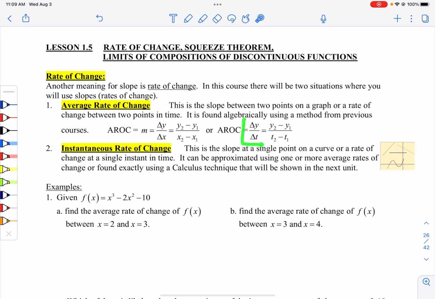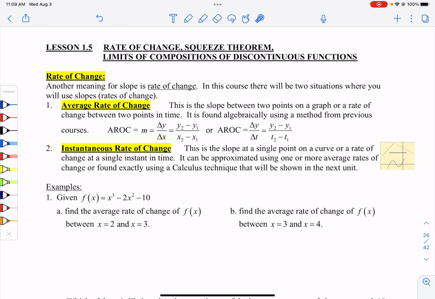There's another version of it right here if you were dealing with time, which we're going to do in an example today. Same thing, just on the bottom is values for time instead of values for x. But the graphs look exactly the same. They're just labeled different, right? That's the first situation that you're going to be using this year.